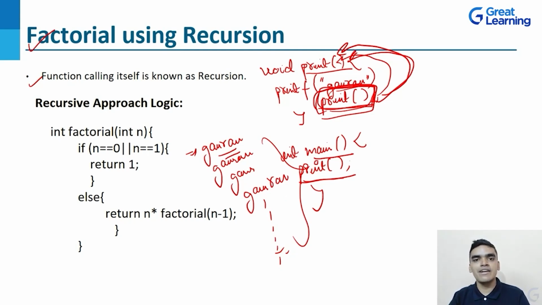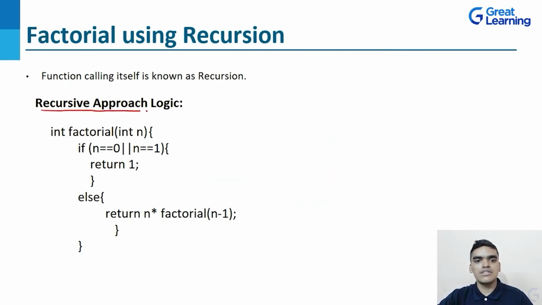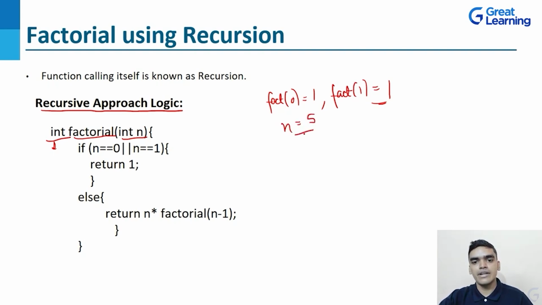Now how can we implement this recursion in factorial to get the factorial of a number? So let's see. Here, this is the recursive approach logic. What I have told you is that factorial of 0 is equal to 1 and factorial of 1 is equal to 1, right? Now here you can see that int is my return type. I have declared a function whose name is factorial, and inside that I have given a parameter, an integer n. So let's say the value of n is equal to 5.